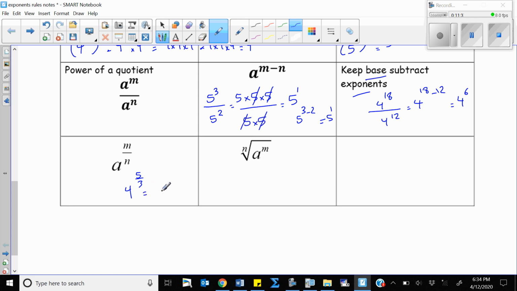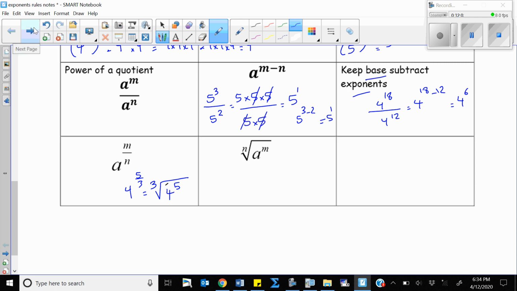Like here, I'm going to write the radical and then write the base. Now, the top of the fraction, which is 5, is going to be the power of the base. And the bottom of the fraction will be the index of the radical. So this will be the third root of 4 to the power of 5.